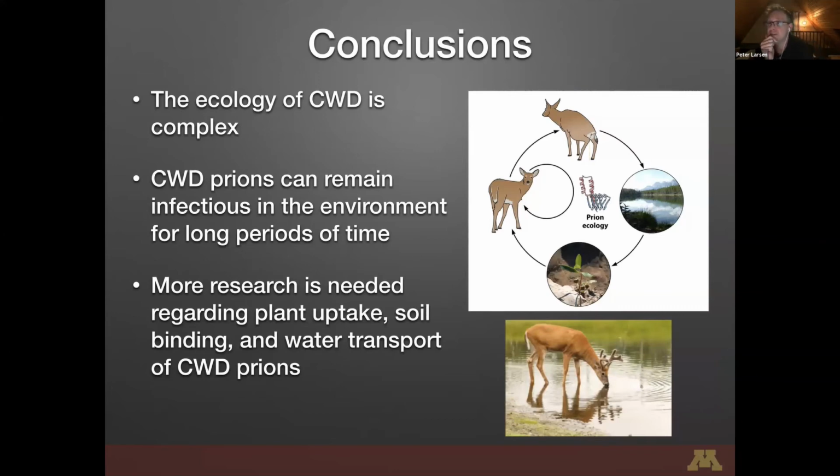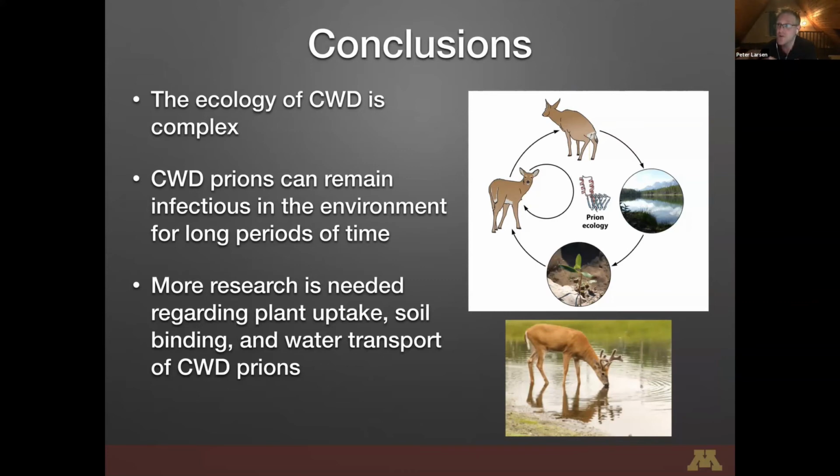complex, right? So you have CWD positive animals that are outputting prions into the environment. Where are those prions going? Are they being incorporated in plants? Are they being distributed in water? How are they interacting with soil? There's a lot of research going on right now to try to better understand that. Those misfolded prions can remain infectious in the environment for years, potentially.